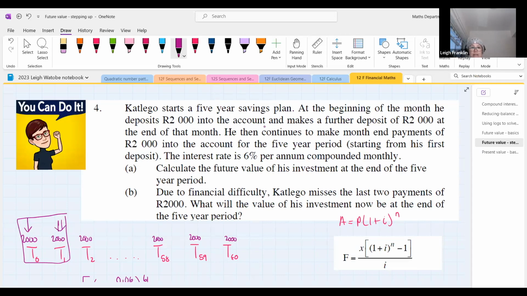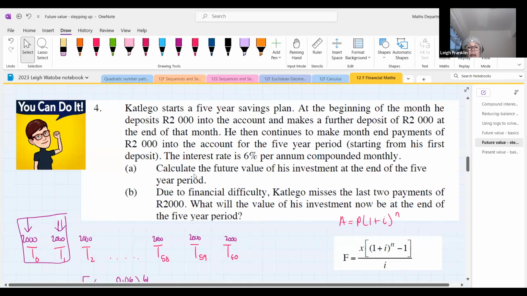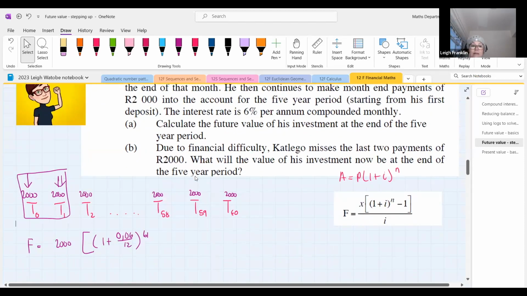Okay. Then it says he continues to make month-end payments. So at the end of T2, he pays 2,000 Rand. At the end of T3, he pays 2,000 Rand. At the end of T58, he pays 2,000 Rand. At the end of T59, another 2,000. And then at the end of the 5-year period, at T60, he makes his last and final payment of 2,000 Rand. That's why N is equal to 61. Does that make more sense now?